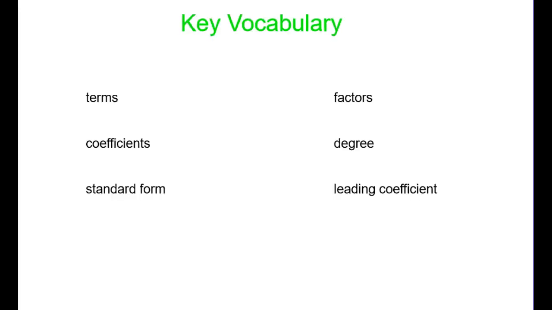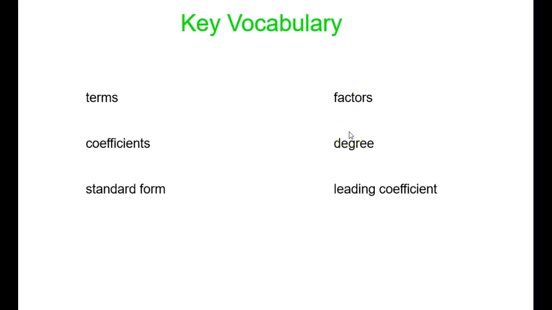There are 6 vocabulary terms that you need to be aware of or familiar with in this lesson. The first one is terms. Terms are numbers or variables that are separated by addition or subtraction signs. Next one is coefficients. Coefficients are values that are being multiplied in front of a variable. Standard form is listing terms in descending order, highest degree to lowest degree. Then we have factors. Factors are values, quantities being multiplied together.